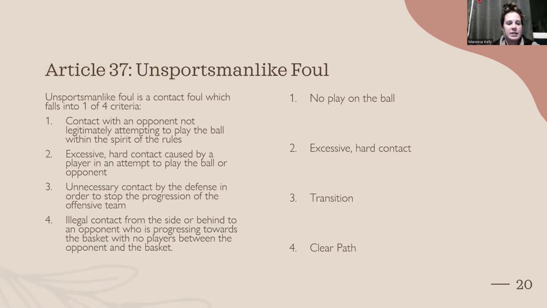C3, an unnecessary contact by the defense in order to stop a progression of the offensive team. C3s are typically referred to as transition plays. C4, an illegal contact from the side or behind an opponent who is progressing towards the basket with no players between the opponent and the basket, aka clear path foul. That's those guys. Also lots of videos on these ones on the FIBA website. If you want to go take a look at those ones, they go through them thoroughly.